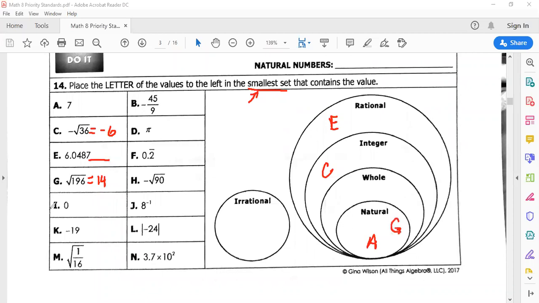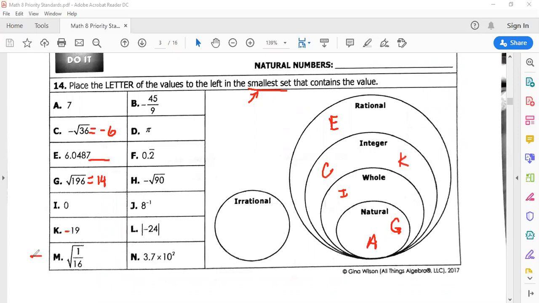0. So this seems to be a tricky one. But if you remember our list up at the top of the page, 0 is the very first whole number. So I is going to go right here. All right, so negative 19. It's got a negative in front of it. That means it's got to be an integer.